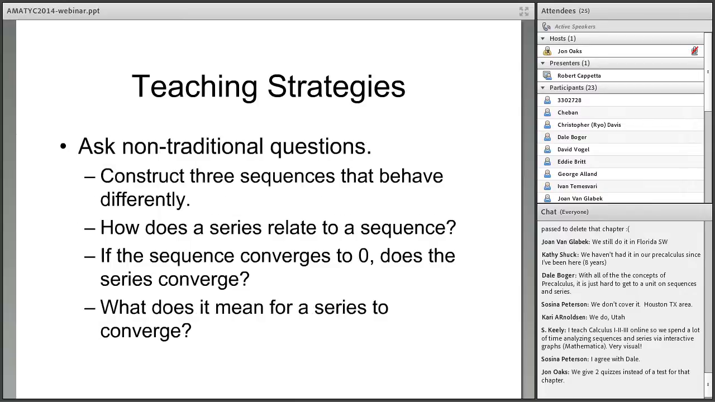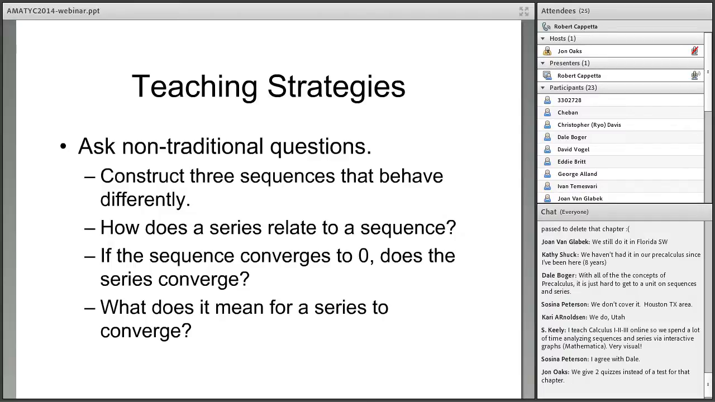I believe that we need to make an effort to ask non-traditional questions. Many of them are things I've looked at before in terms of my inventory, understanding inventory of series. Things like construct 3 sequences that behave differently. How does a series relate to a sequence? If the sequence converges to 0, does that mean that the series converges? And what does it mean for a series to converge?